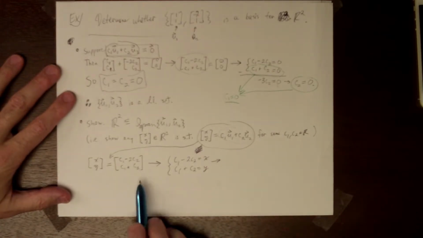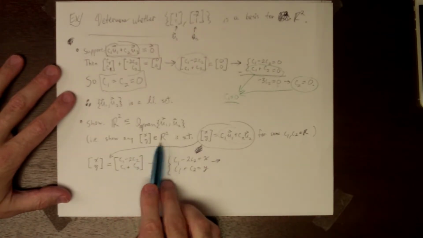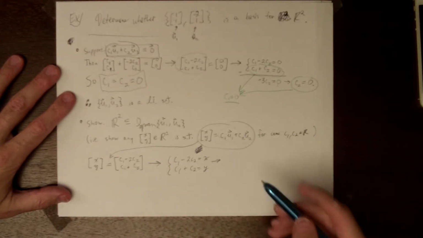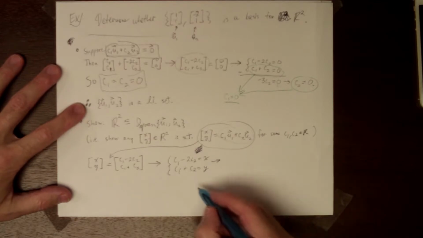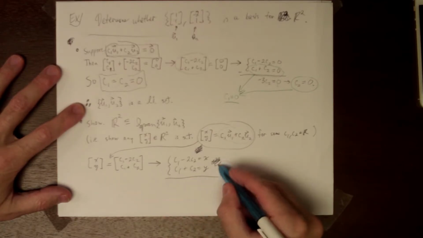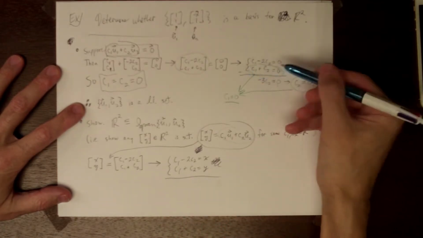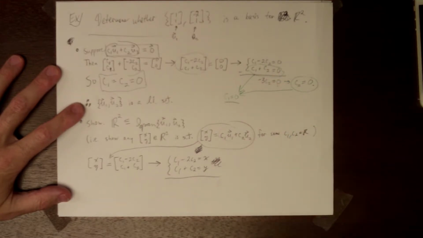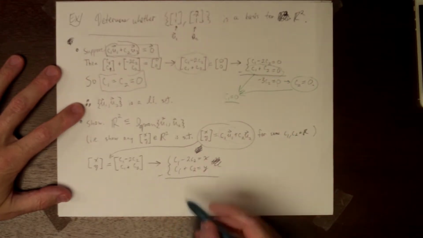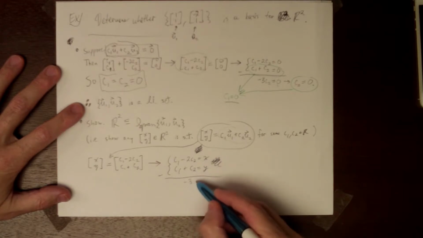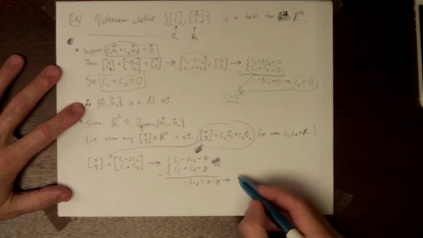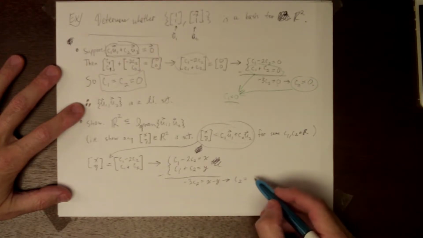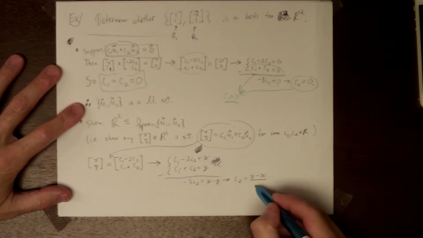But the idea is that this xy is any point in R2. It's completely arbitrary. It can be anything. Here's what we can do. Actually, pretty much the same gimmick as before. We can subtract one equation from the other. And you get negative 3c2 is equal to x minus y. And then you find that c2 would have to be y minus x over 3.